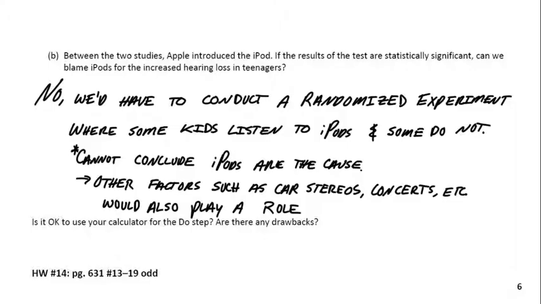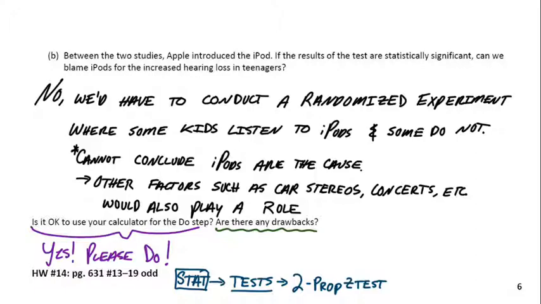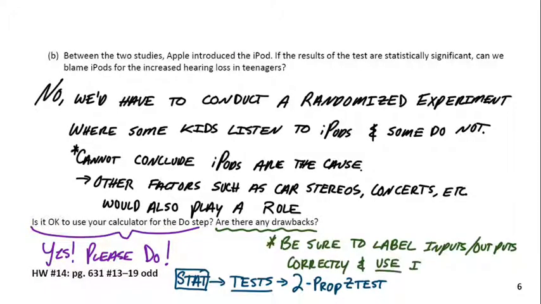All right, and the last little bit here. Is it okay to use a calculator? Yeah, please do. There's a lot to mess up with entering the square root and all the algebra, so just use your calculator. It's stat, test, 2-prop z-test, 2-proportion z-test. Are there any drawbacks? Just be sure that you label the inputs and outputs, right? Make sure you do that correctly. And by the way, if you try to use decimals instead of integers, you'll get an error. So make sure you use integers, like number of successes out of the total.